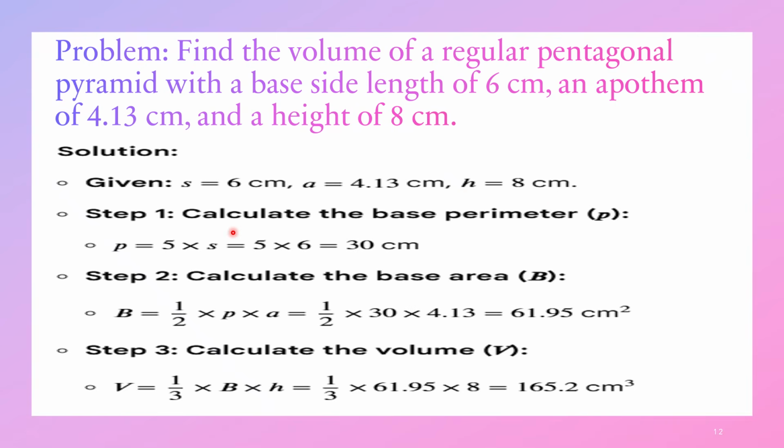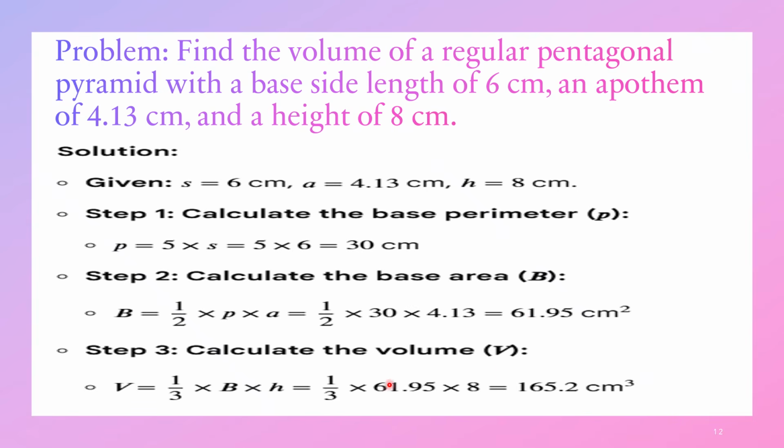So step one, calculate the base perimeter. For the perimeter, we have P equals 5 times S. That means 5 times 6, that's 30 centimeters. Step two, calculate the base area. For the base, we have 1/2 times P times A. So that means 1/2 times 30, times 4.13, which is the apothem. That is 61.95 square centimeters.